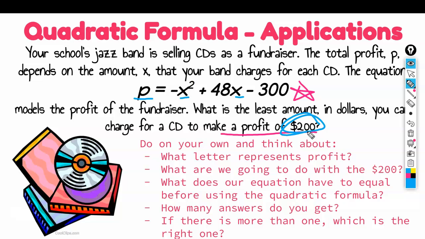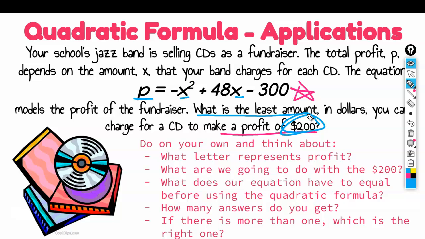Before we use our quadratic formula, please remember, what does our equation have to equal? What is that number that one side of the equal sign has to be before we use the quadratic formula? How many answers are you going to get in your quadratic formula? If you get more than one answer, based on what it's asking, what is the least amount that you can charge, how are you going to know which one to choose?